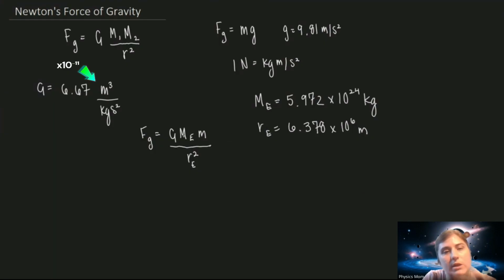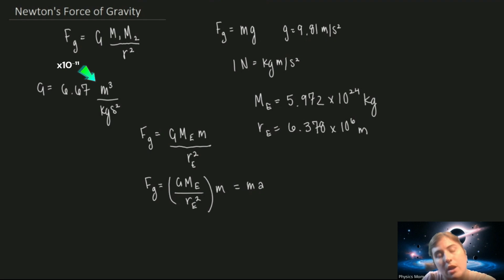I'm going to rearrange this equation. Force of gravity is equal to G m_e over r_e squared, times the mass of an object. Now this might start to look like mass times acceleration. If I define this as Earth's gravitational acceleration, I'll call it g. So G m_e over r_e squared is going to be our gravitational acceleration, specific to Earth. Let's plug in our numbers and calculate that.